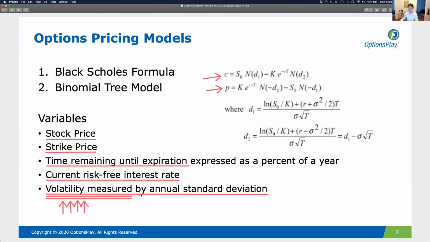We're basically backing out, using this formula, from the call and put price that the market gives us, or the mid price of the bid-ask quote, and we're using that to derive what the market expects the future volatility to be. And that is what we refer to as implied volatility.